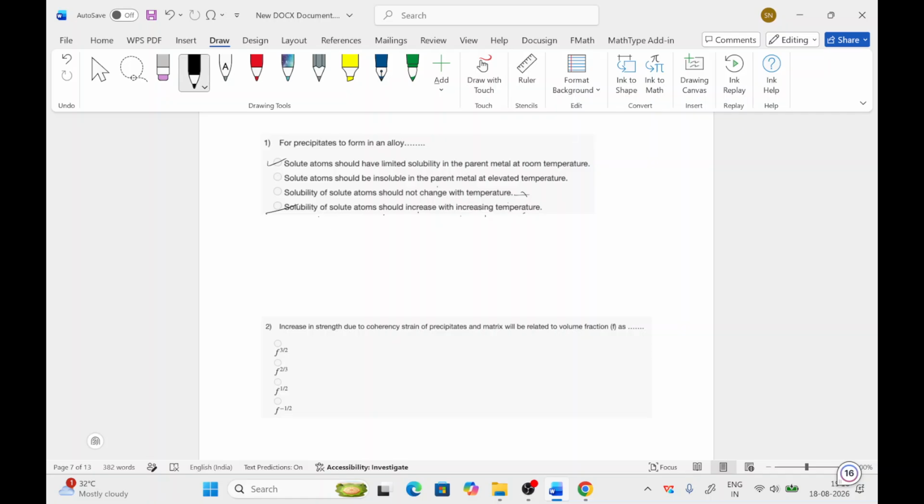So, solute atoms should have limited solubility in the parent metal at room temperature, and its solubility increases with increasing temperature.